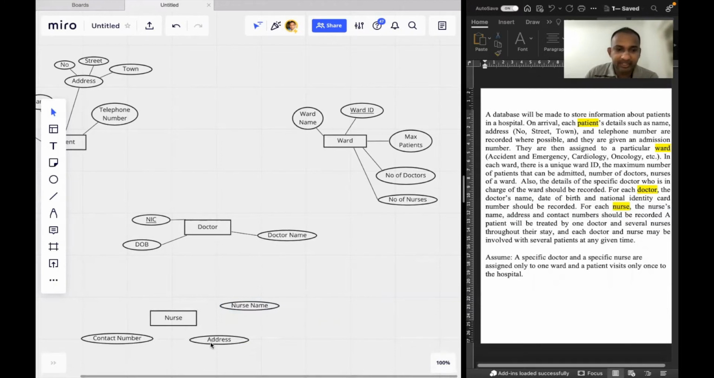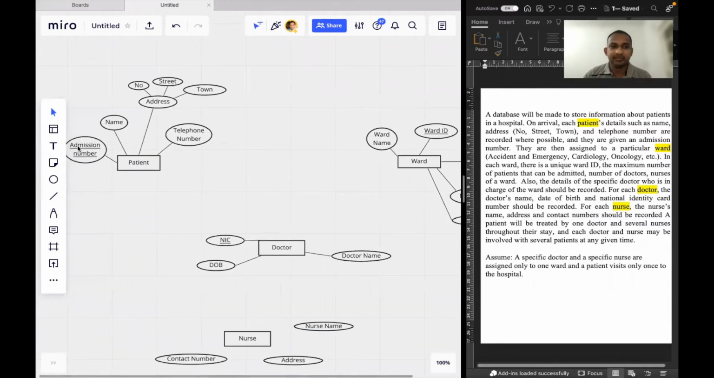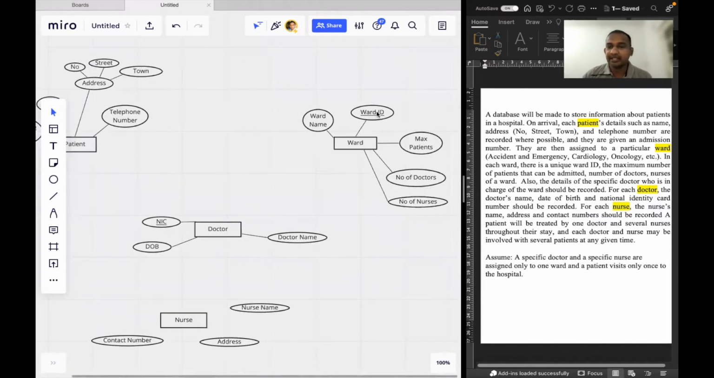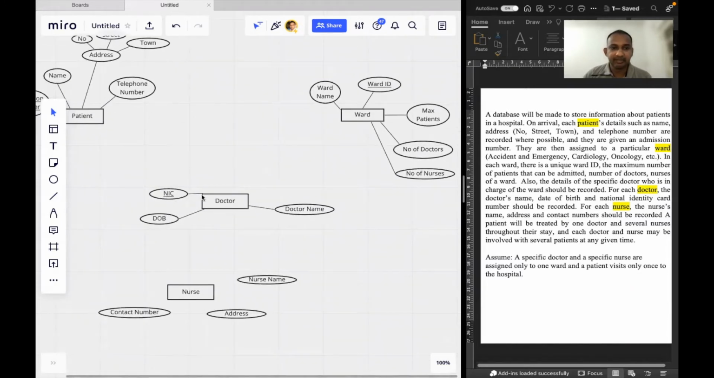Okay, nurse name, address, and the contact number. And remember that for each entity, there should be a unique identifying attribute. Here, when you come to the patient, the admission number is the unique identification, the primary key. For the ward, the ward ID is the primary key, the unique identification of each ward. Here, the unique identification of each doctor, the primary key, is NIC.